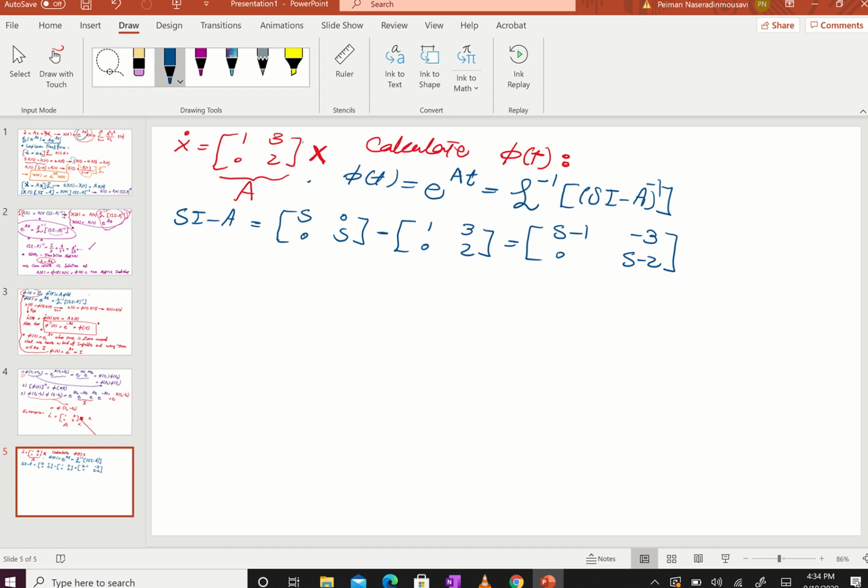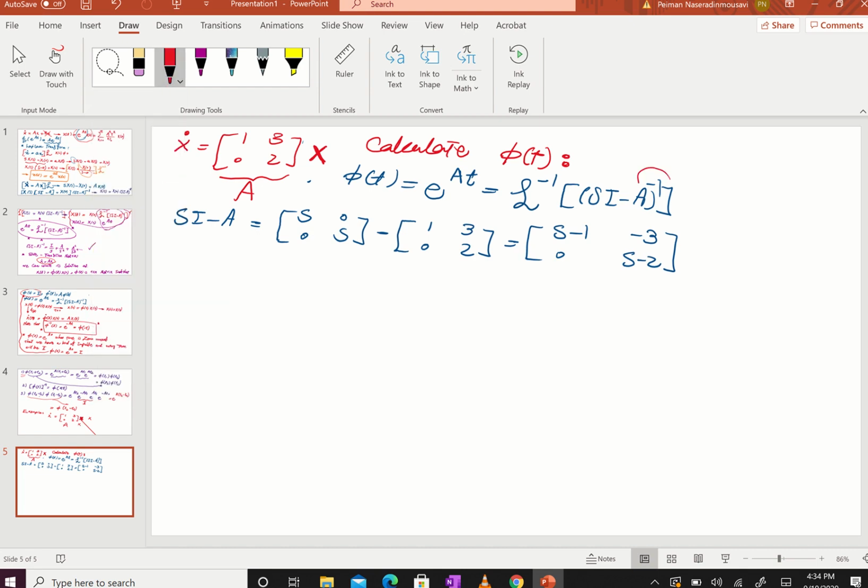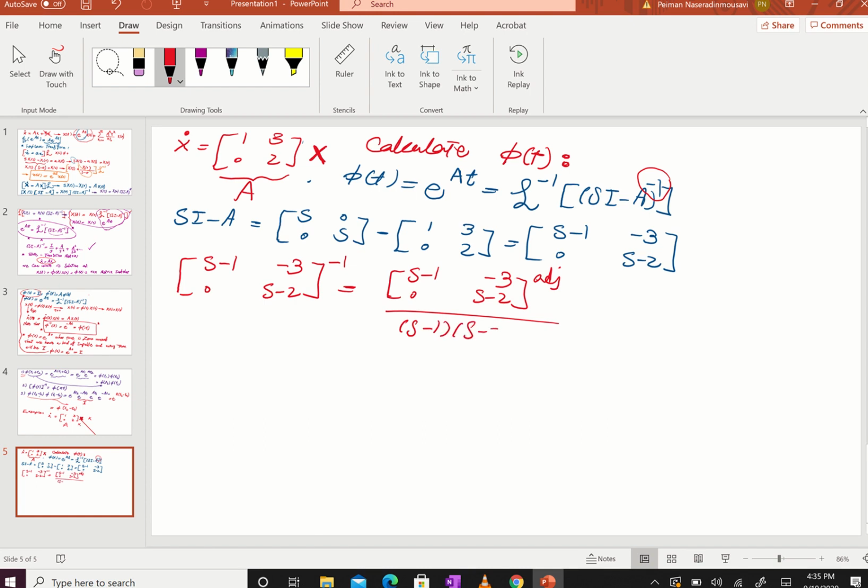Now you have to calculate its inverse. The inverse of this matrix, [s minus 1, minus 3; 0, s minus 2], is the adjugate divided by the determinant of this matrix. The determinant is simply (s minus 1)(s minus 2).